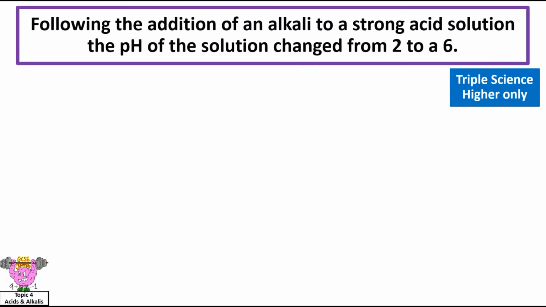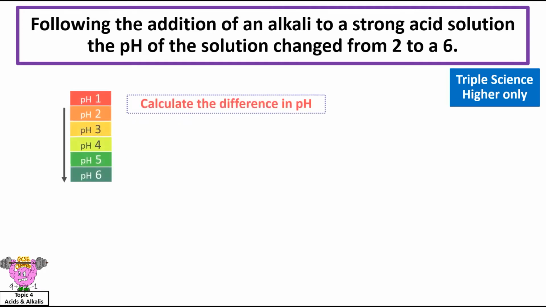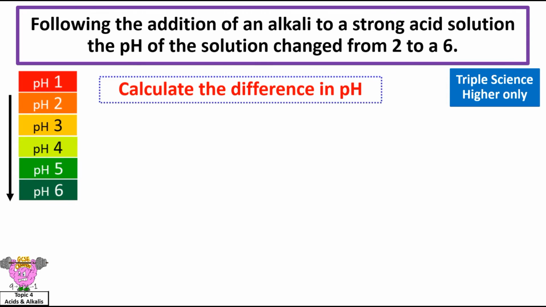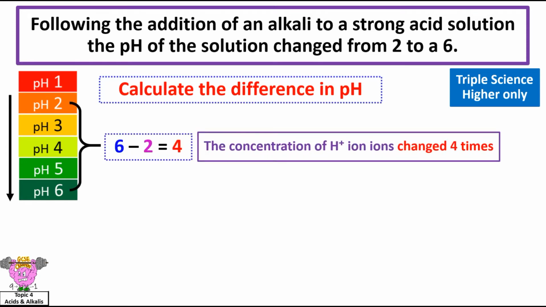Following the addition of an alkali to a strong acid solution, the pH of the solution changed from 2 to a 6. Calculate the difference in pH. We put the pH the solution has changed to into the sum first. 6 minus 2 equals 4. This tells us the concentration of H+ ions changed 4 times.